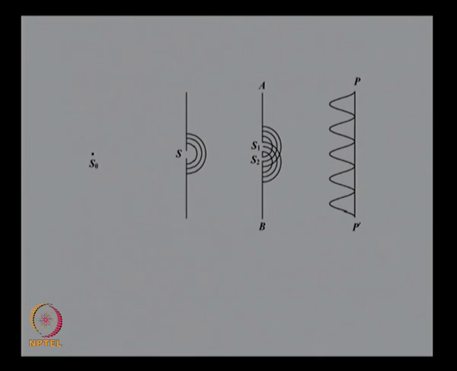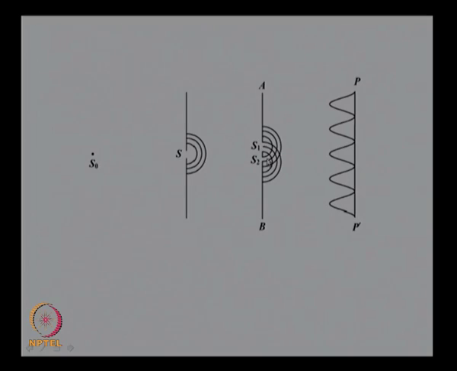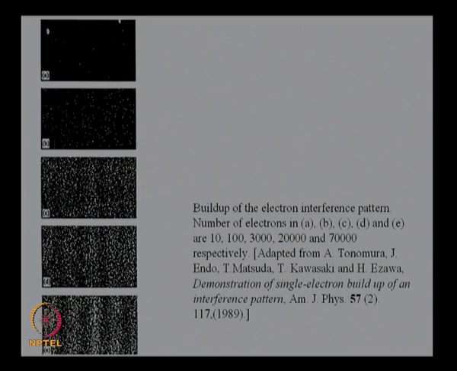Does it go through hole number 1 or hole number 2? It goes through both the holes, and it interferes with itself. So, it is described by a wave function which is present here and here, and it produces an interference pattern, a probability distribution which looks like this. And it is this probability distribution that quantum mechanics predicts.